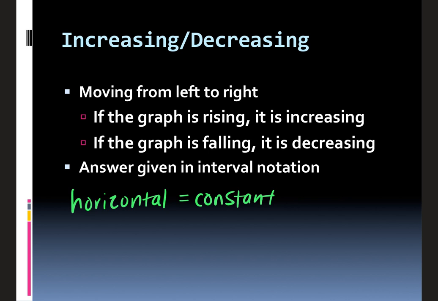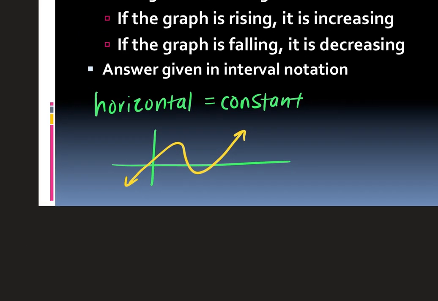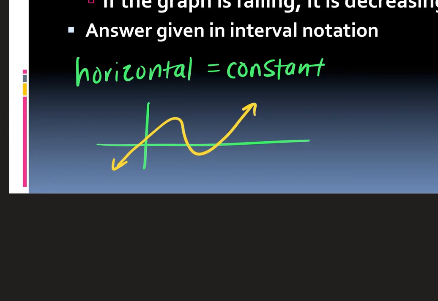These questions will also be answered in interval notation. So if I had a graph that looked like that, then I'd go in chunks. I would say it is an increasing function from here to here, which would be from negative infinity to whatever point this is. Let's just say that's 2.